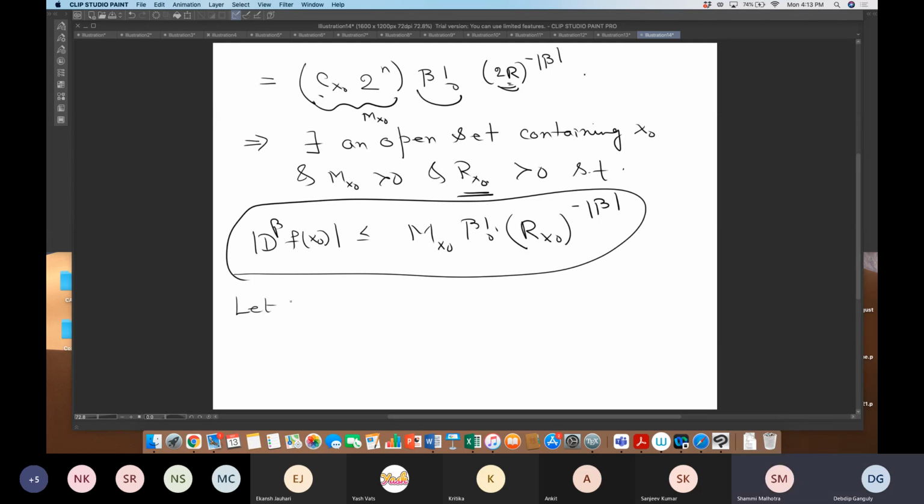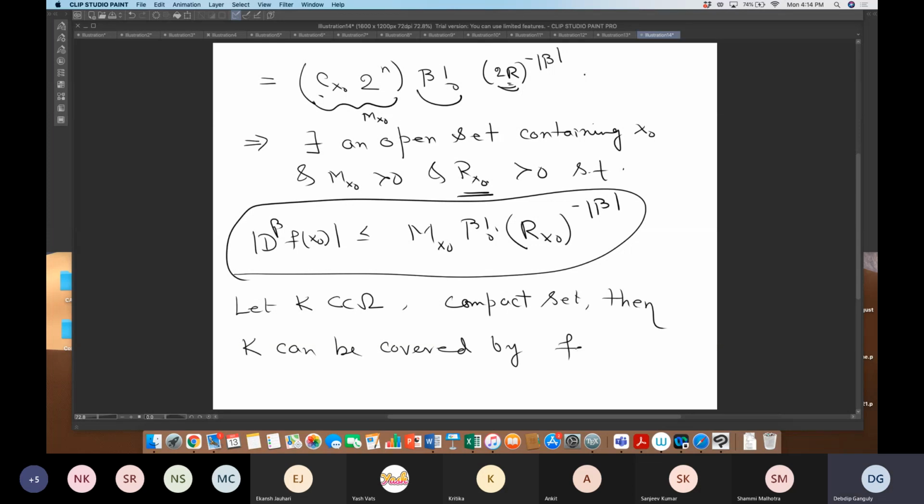Let K be a compact set. Just use the definition of a compact set. Then K can be covered by finitely many open sets.